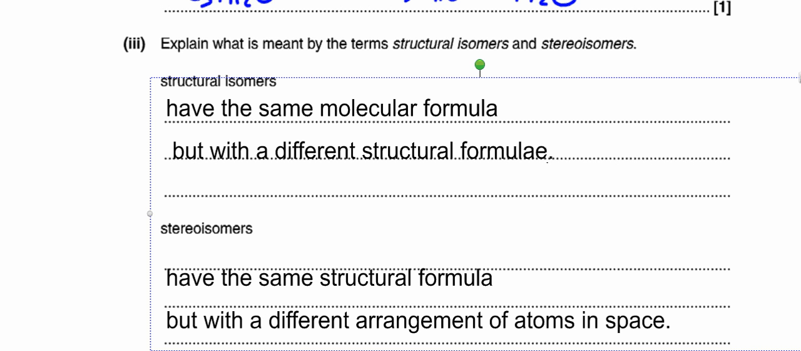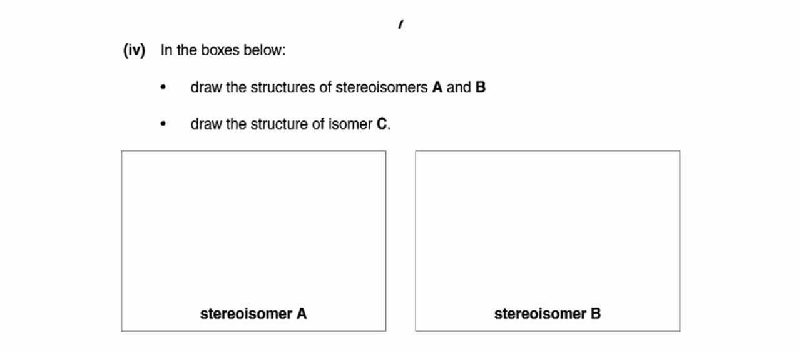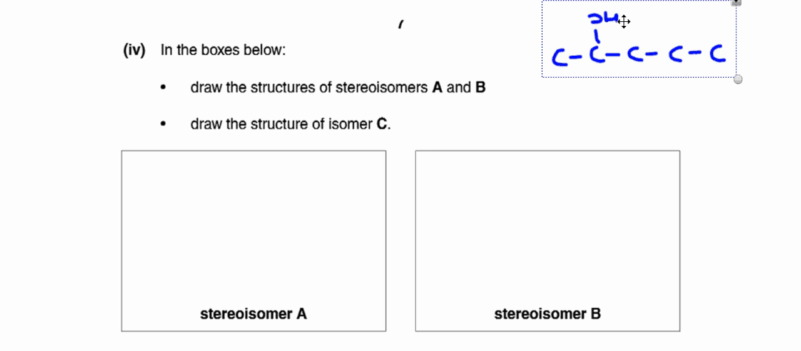Now, over the page, we've got to then go and try and draw out our stereoisomers. So here we've got A and B to draw. Let's just draw what we've got at the top, just so we know what we're talking about. We've got pentan-2-ol, haven't we? So C, C, C, C, C, with an OH there. Now, what's going to happen here, we're going to lose that OH, and we're going to lose an H from either here or here, depending on the type of isomer I'm going to form.